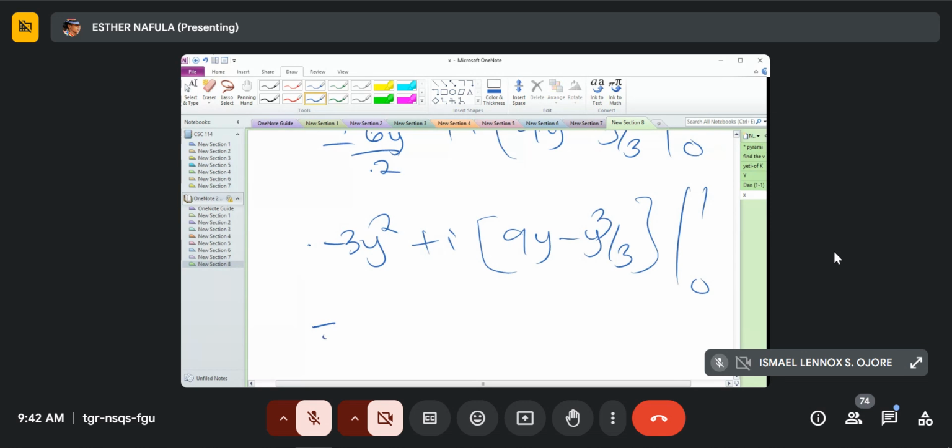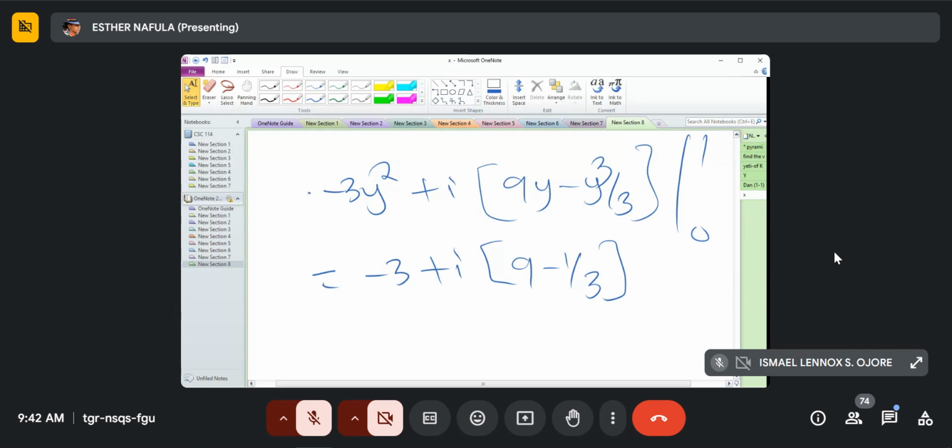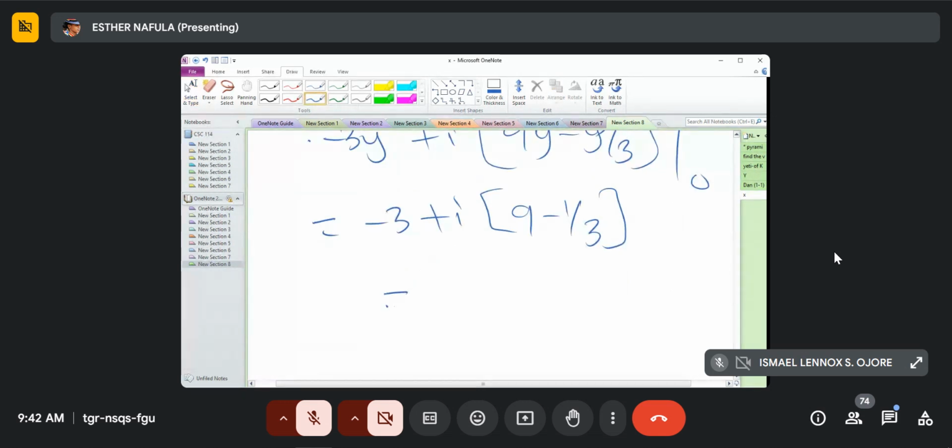So this gives us minus 3 plus i into 9 minus a third. What is 9 minus a third? 16 over 3? Minus 3 plus, is it 16 over 3? 26, I doubt. The LCM is 3. 3 times 9 is 27, minus 1, 26 over 3. So plus 26 over 3 i.